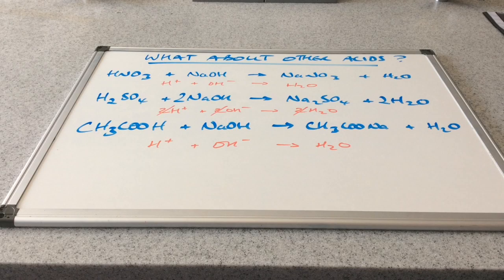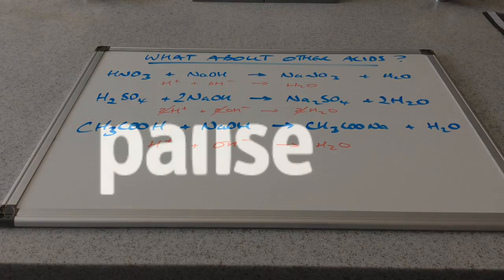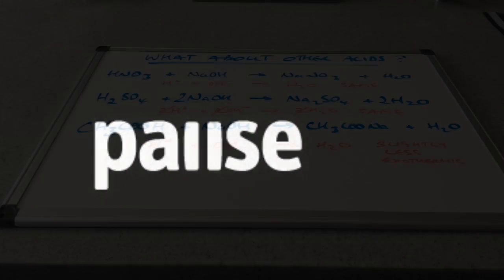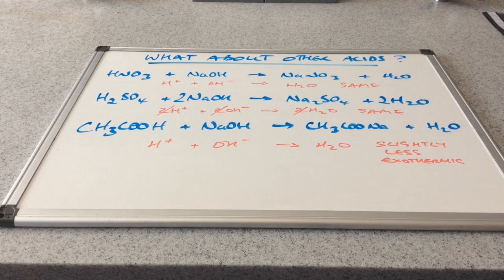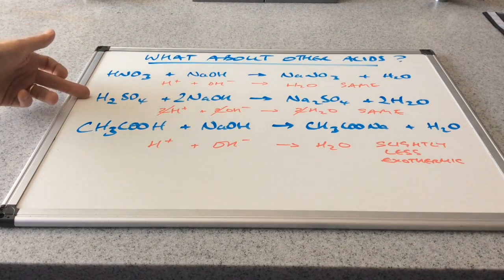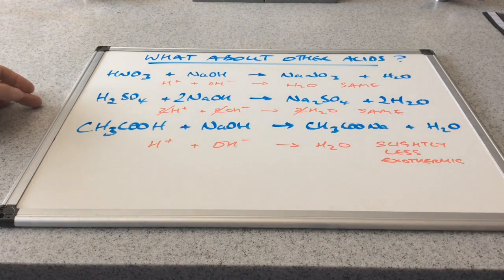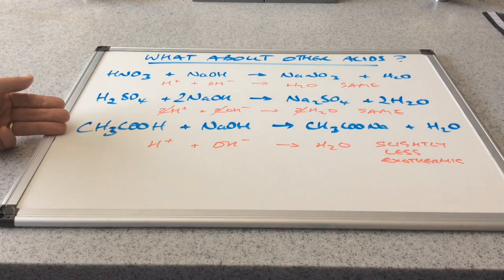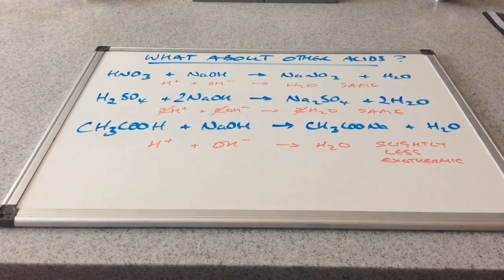Well, the answer to that is yes and no. So think about which ones or one will be the same and which one or ones won't be the same. And the answer is the first 2 would be the same, and that's because these are both strong acids and so they fully dissociate. The ethanoic acid is a weak acid, and so that's going to give a slightly less exothermic value for the enthalpy change of neutralisation.